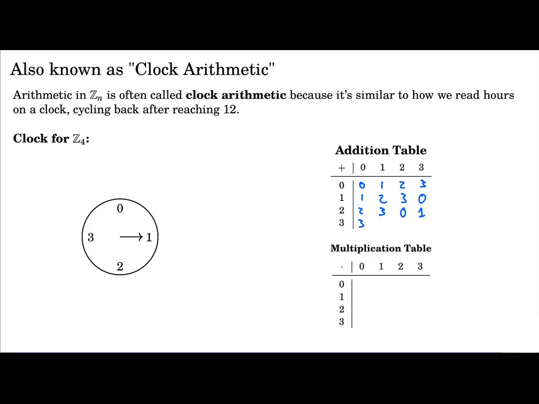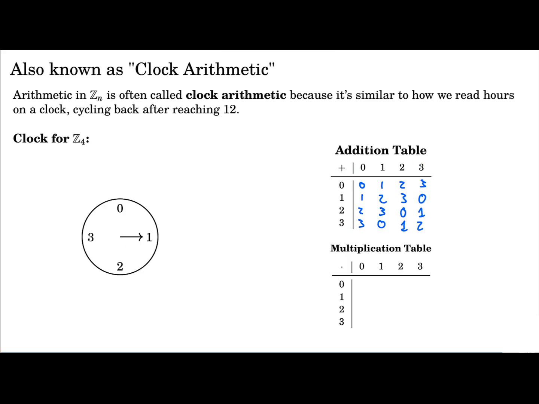3 plus 1, we already saw, is 4, that is 0. 3 plus 2 is 5, we just did it, which is 1. And 3 plus 3, if you do 1, 2, 3, you end up with a 2. So 3 plus 3 is 6, and 6, if you divide by 4, you get a remainder of 2. And so that gives you the addition table for the clock, how you can add the numbers in this set. Let's do the multiplication.